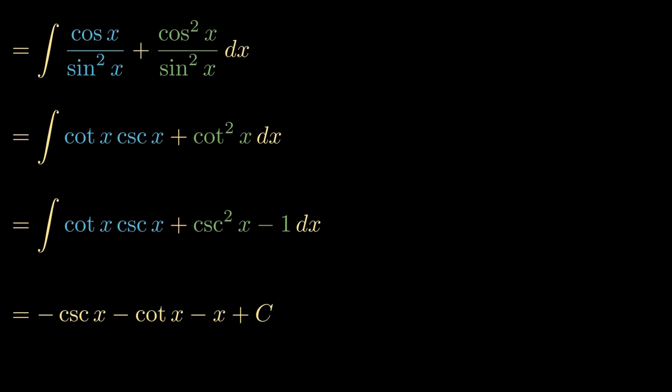So the entire integral is just negative cosecant of x minus negative cotangent of x minus x plus the constant of integration c. So the integral of cosine of x over 1 minus cosine of x is negative cosecant of x minus cotangent of x minus x plus c.